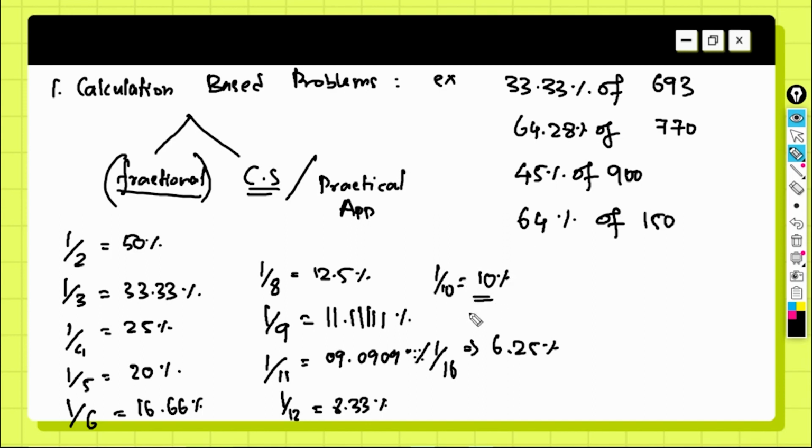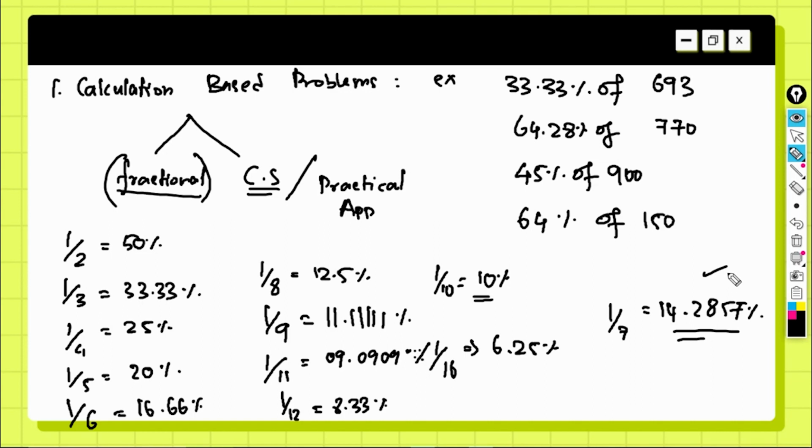Yeah. And 1 by 7. What is 7 into 2? 14. 14 into 2? 28. 28 into 2 is 56, approximately we can write it as 57. Okay, so these are some of the important values we are supposed to remember.